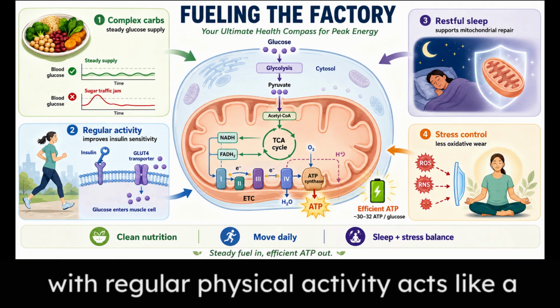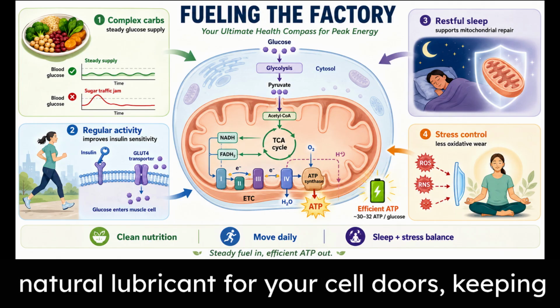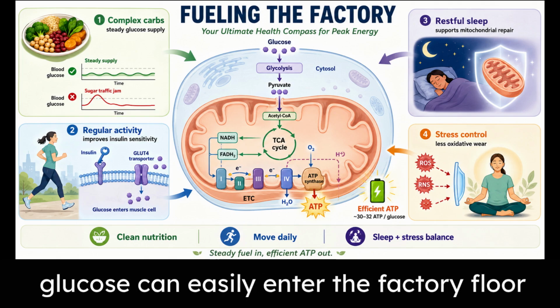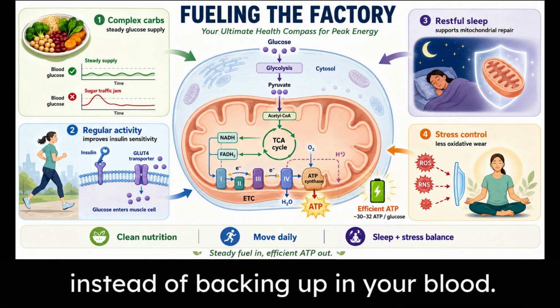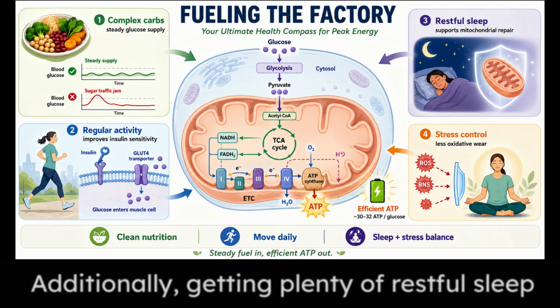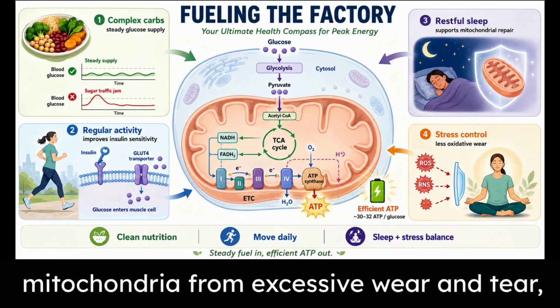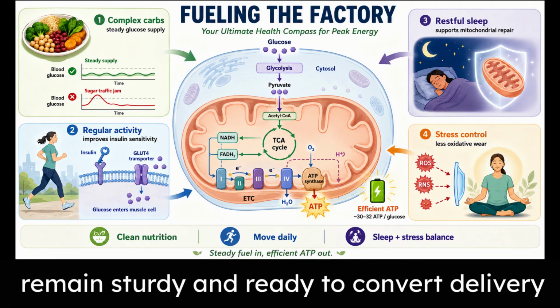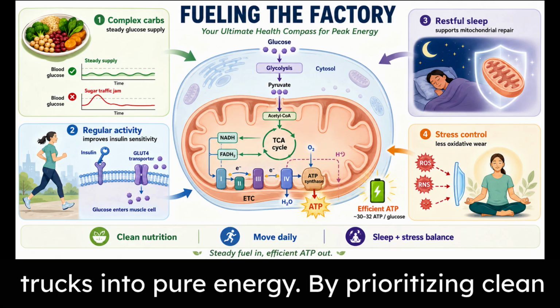Pairing your nutrition with regular physical activity acts like a natural lubricant for your cell doors, keeping them highly sensitive to insulin keys so glucose can easily enter the factory floor instead of backing up in your blood. Additionally, getting plenty of restful sleep and managing stress protects your mitochondria from excessive wear and tear, ensuring that the inner powerhouse walls remain sturdy and ready to convert delivery trucks into pure energy.